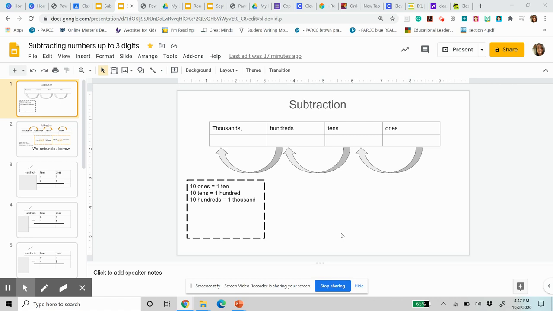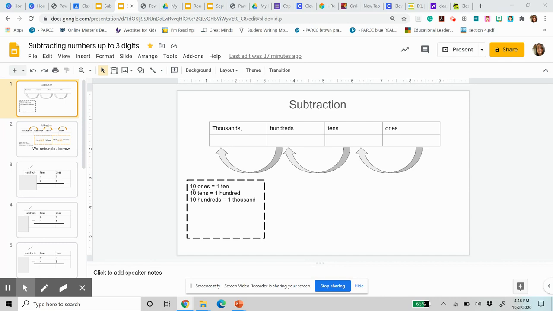Okay, let's think back to when we were talking about our place value, right? And we said if we had 10 ones, we could bundle them up and make 10. And then if we got 10 tens, we could bundle those up and make 100, right? And if we got 10 of those, we could make 1,000.